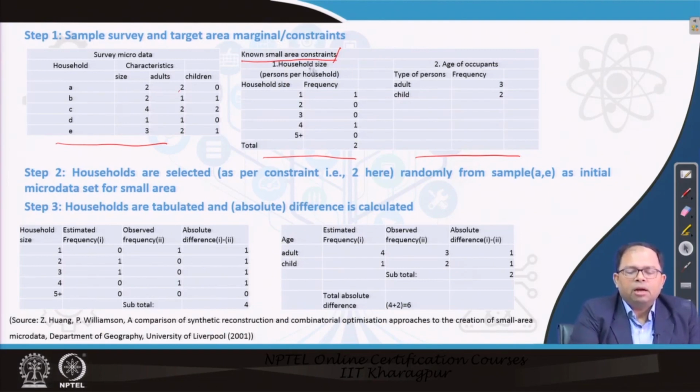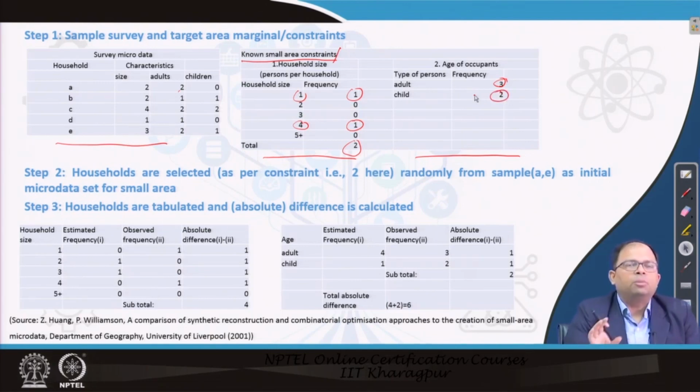And here we see the household size. We know that in the target area, for household size 1 there is 1, and for household size 4 there is 1. This target area has only 2 households, and similarly it has 3 adults and 2 children. So, this we know from the control totals for that small area.